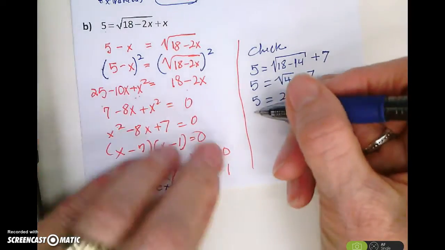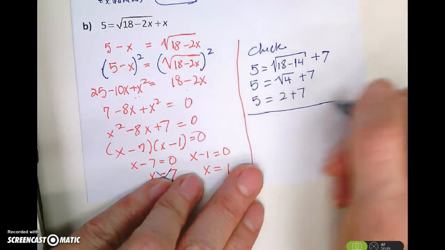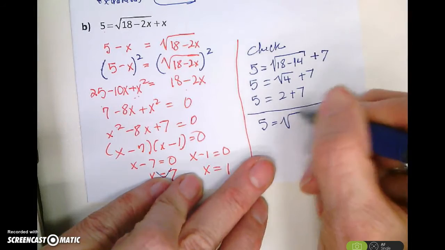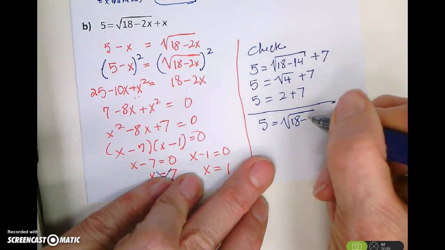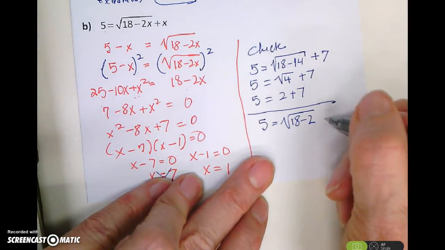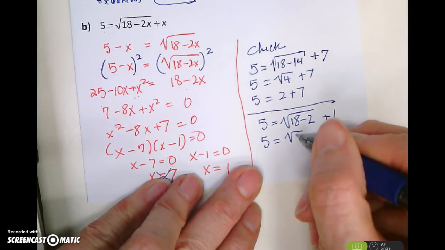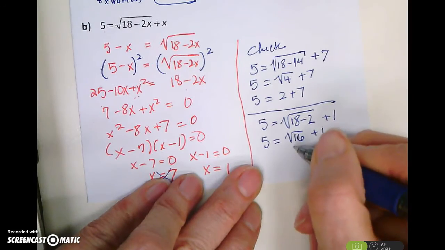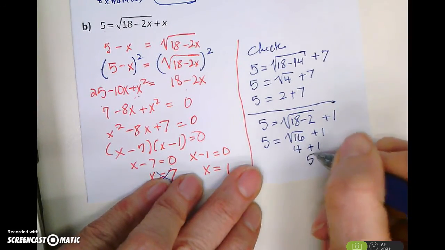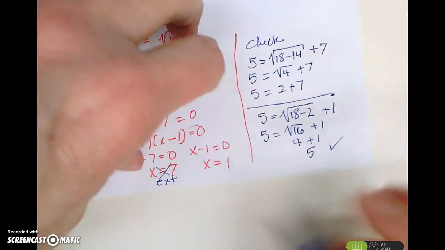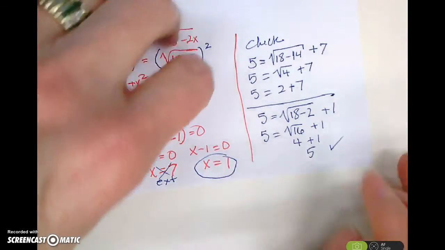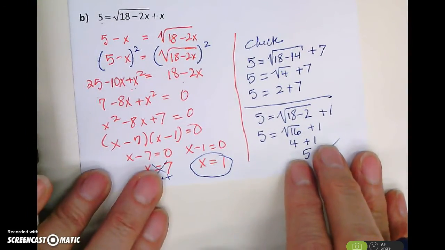So let's try our 1. So we put a 1 in. So we're going to have 5 is equal to the square root of 18 minus 2 times 1 is 2, and then plus 1. So 5 is equal to the square root of 16 plus 1. So that's 4 plus 1, and that is 5. So that does check, and 1 is my answer.